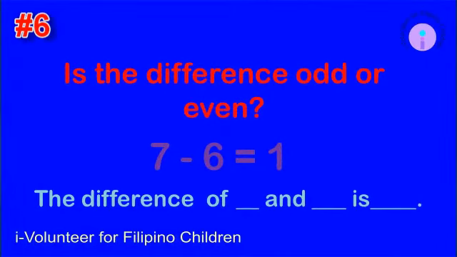Item number 6. Is the difference odd or even? The difference of 7 and 6 is odd. Kindly repeat.